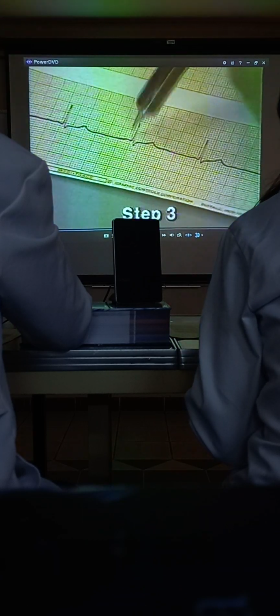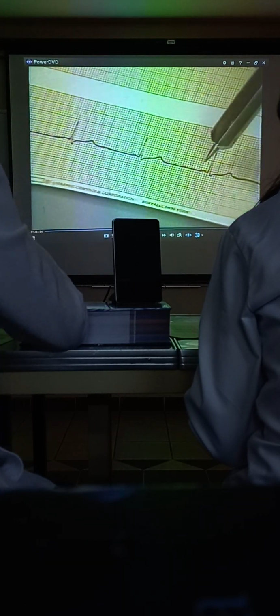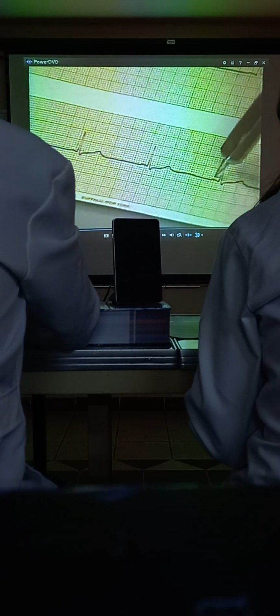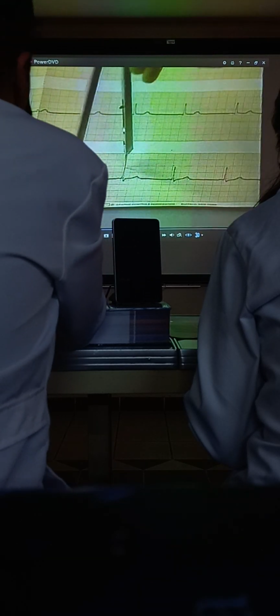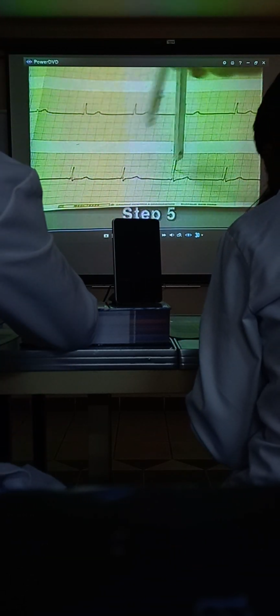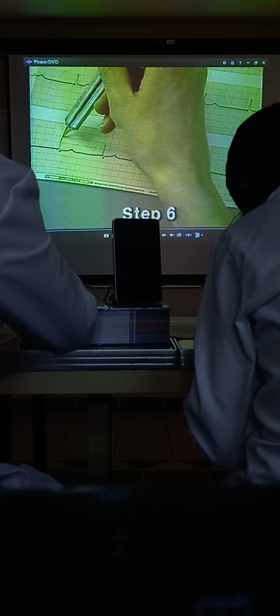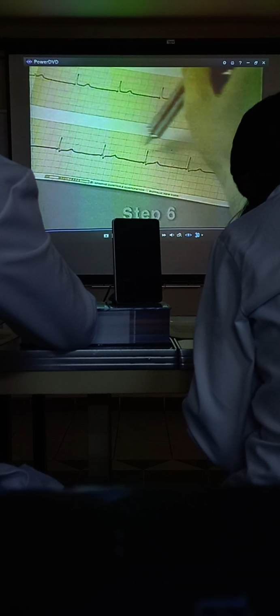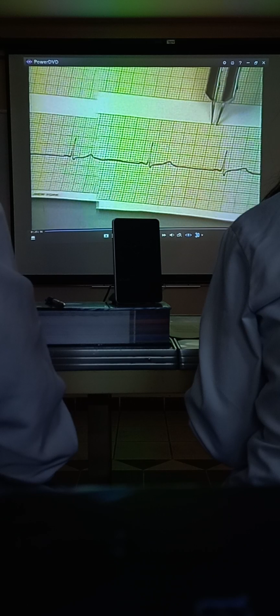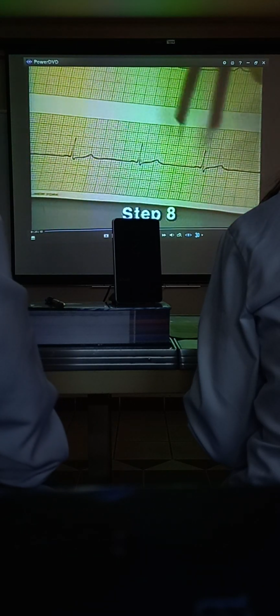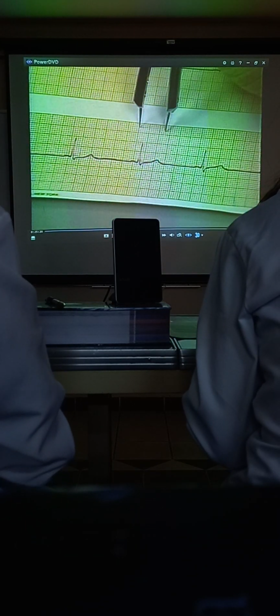The atrial rate is 50. The PR interval is 0.12. The ventricular rhythm is regular. The ventricular rate is 50. The QRS duration is 0.08, and the QT interval is 0.48.